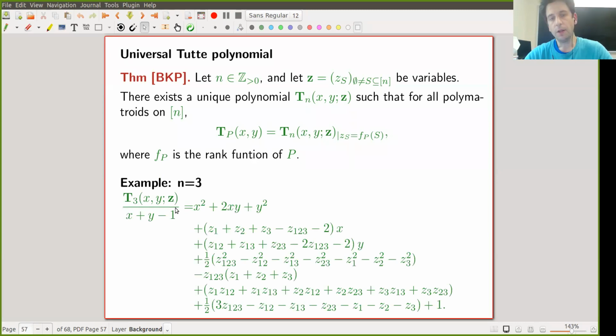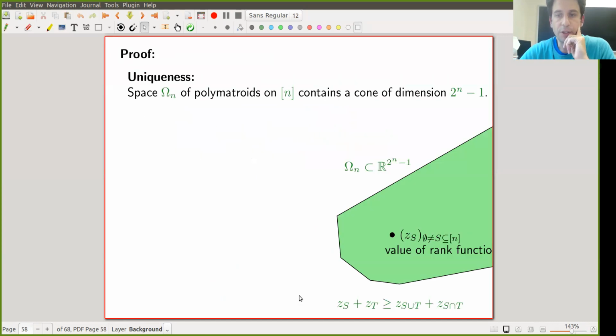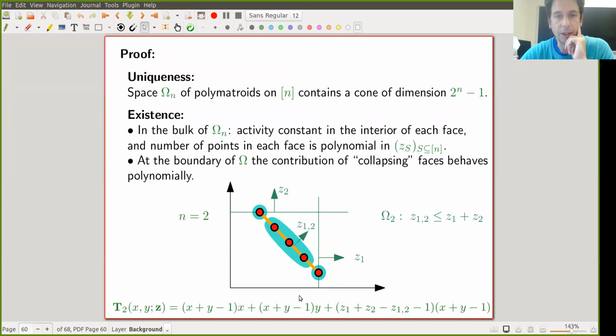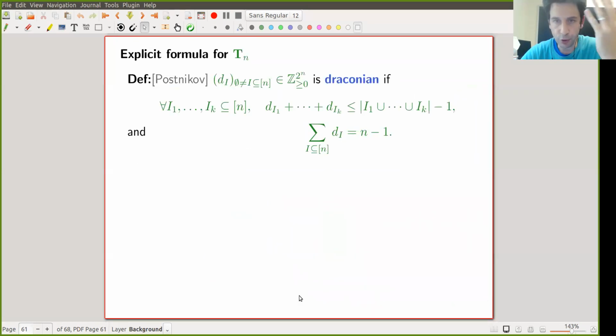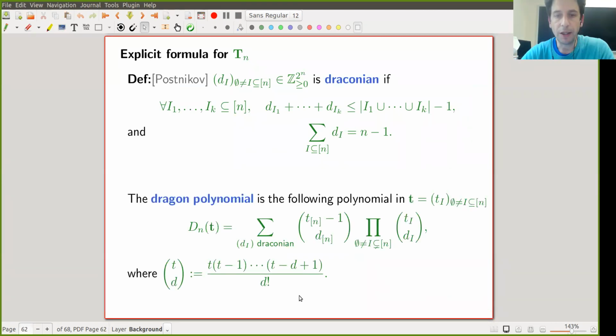So for instance, for n equal to 3, the expression for the universal polynomial T3 is the following. Let me skip ahead and say that not only do we have this polynomial result, which is already a strong tool in itself, but we also have an explicit expression. I'm not going to go over the expression, but it's explicit in terms of a finite sum.